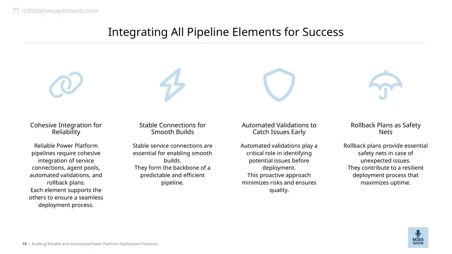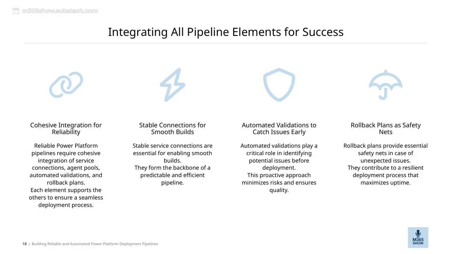Next, automated validations are crucial. They help us catch potential issues early in the process, before anything goes live. By proactively identifying problems, we can minimize risks and maintain high quality throughout the deployment. Think of these validations as our quality gatekeepers. They prevent errors from slipping through.